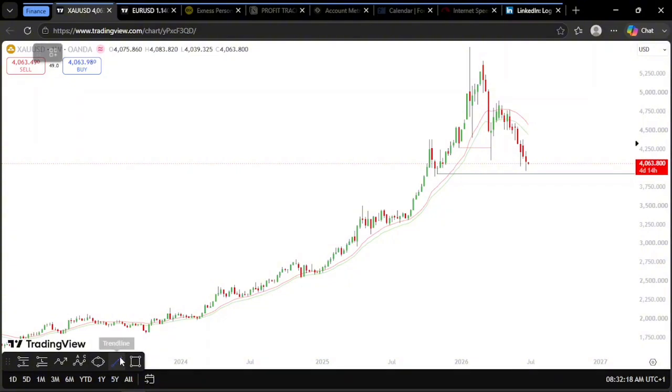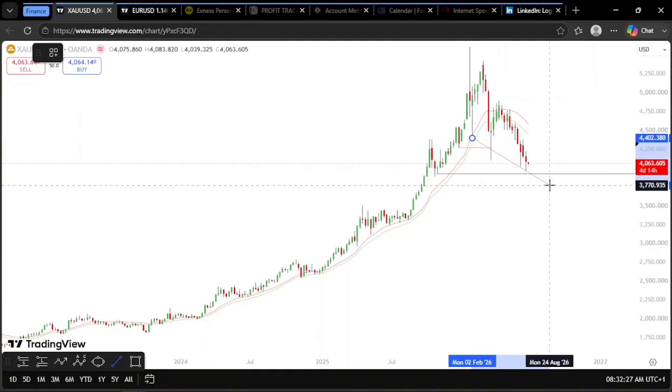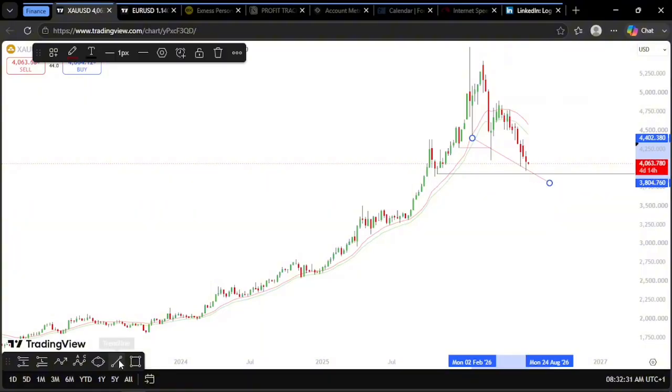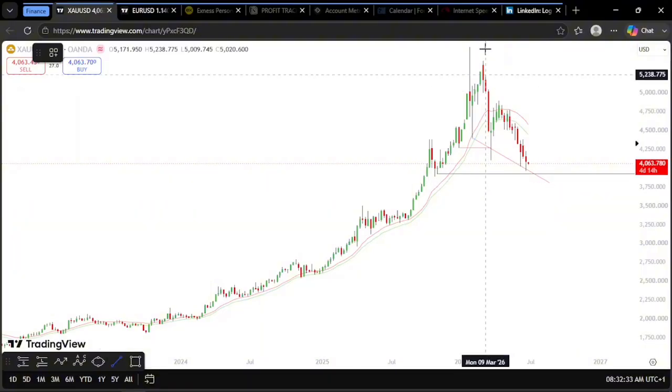But something else I can see is a kind of consolidation pattern on the weekly time frame, which is something like this.